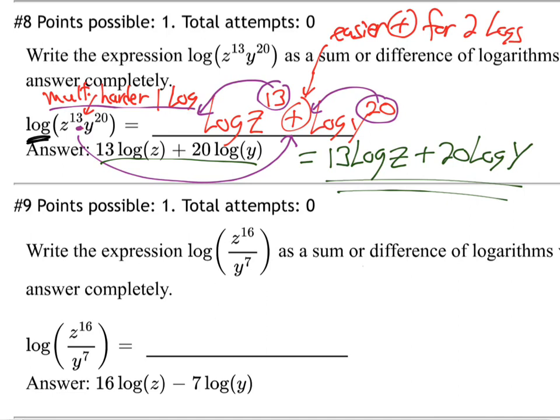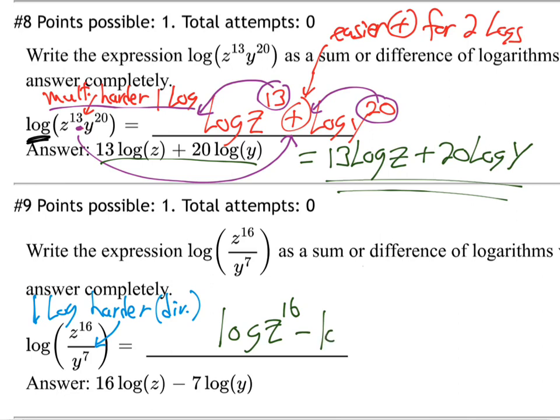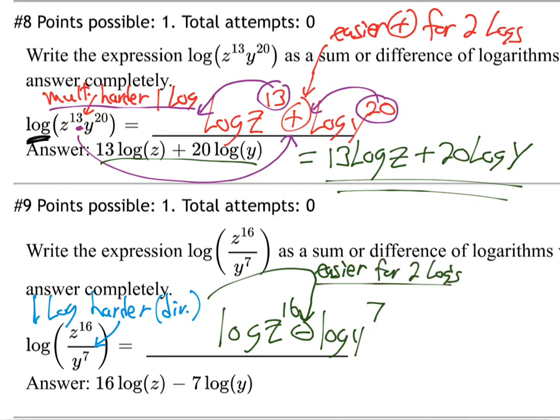Okay, let's try this one. So this is one log. It's a harder operation. It's dividing. It's a harder operation for one log. It's going to become easier for two. So it's going to be the log of z to the 16th. Dividing connects with subtraction, so that becomes easier. Subtraction's an easier operation. Easier for two logs. Easier job for two people.